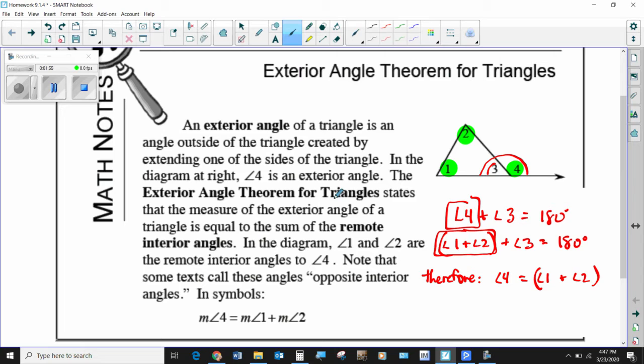So what do we remember from this? The sum of the remote interior angles are always going to be equal to the exterior angle. And the remote interior angles are the ones that are not adjacent to the exterior angle. Angle 3 is right next to it. It's a next door neighbor. They're adjacent to each other. So the two that are not adjacent are the remote interior. So add those two together, they will equal this angle here.